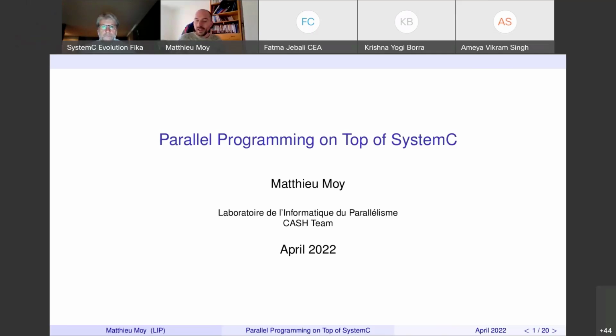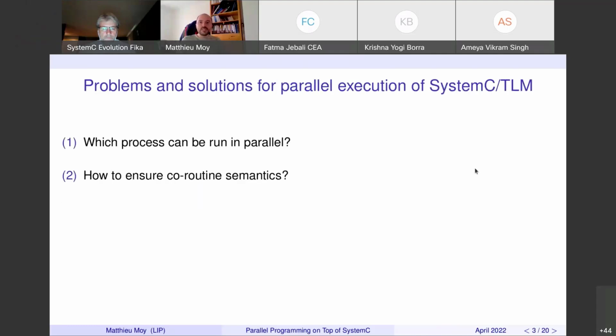Okay, so I'm not going to talk about parallel SystemC today. I'm going to talk about parallel programming on top of SystemC, which makes a small difference, which is I'm describing an approach which doesn't modify SystemC here. So, okay, the standard copyright permission.